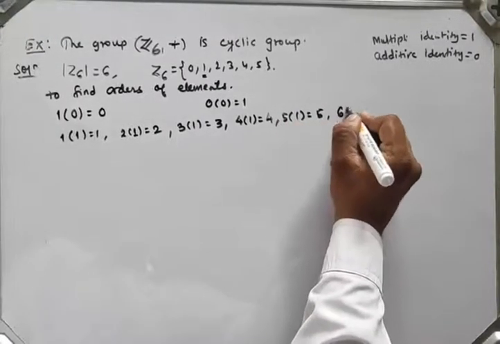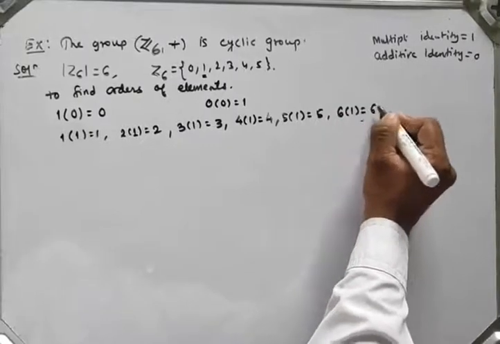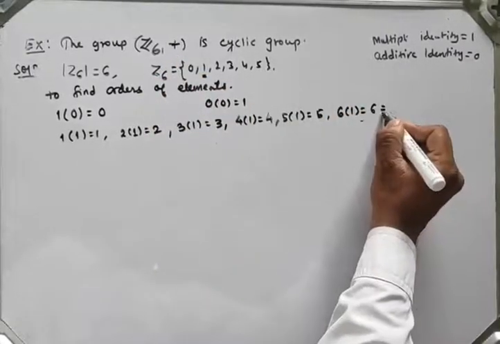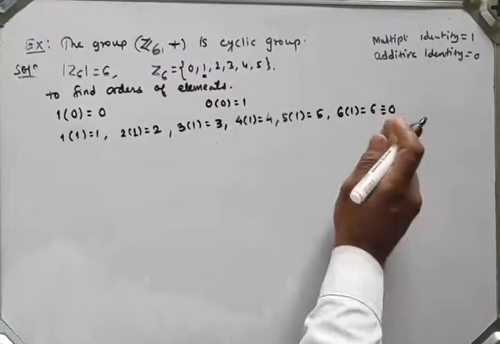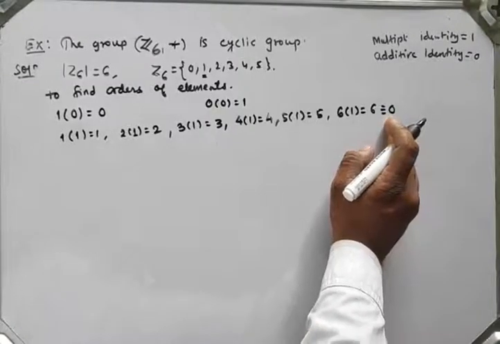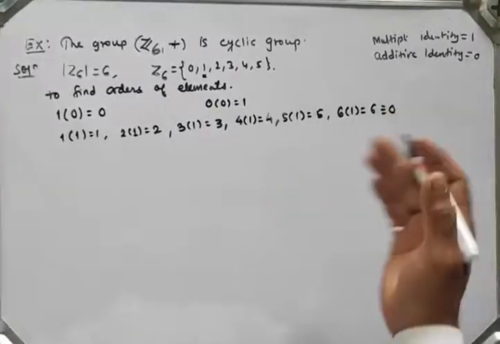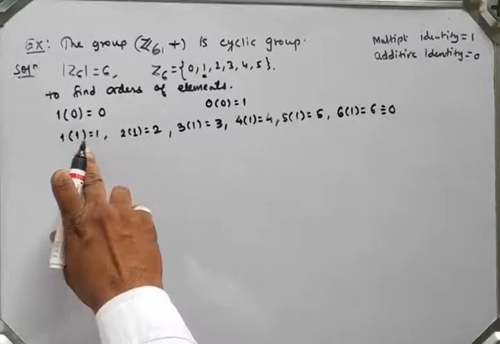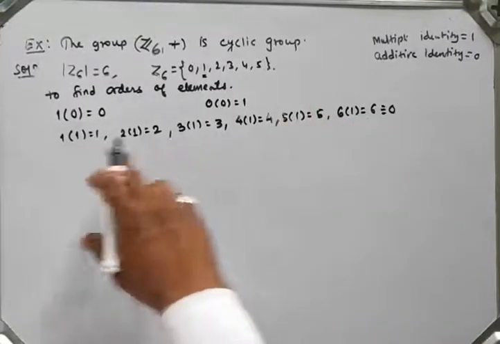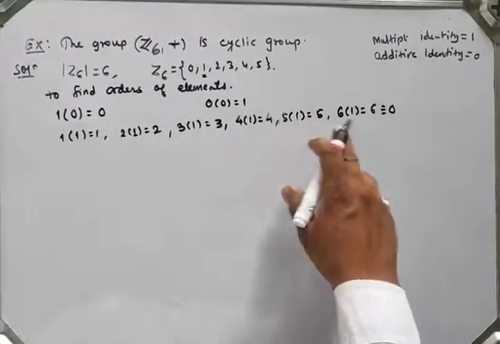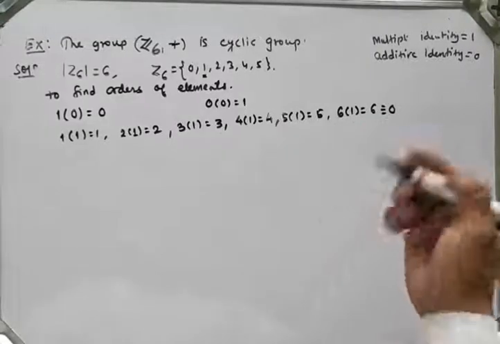And next 6 into 1, which is 6, and 6 modulo 6 operation will be what? 0, right? Here I get 0, means what? I will stop here. If I again take the operation, then elements will be repeated, means I again get 1, 2, 3, 4, 5 and 0, right? And so on.